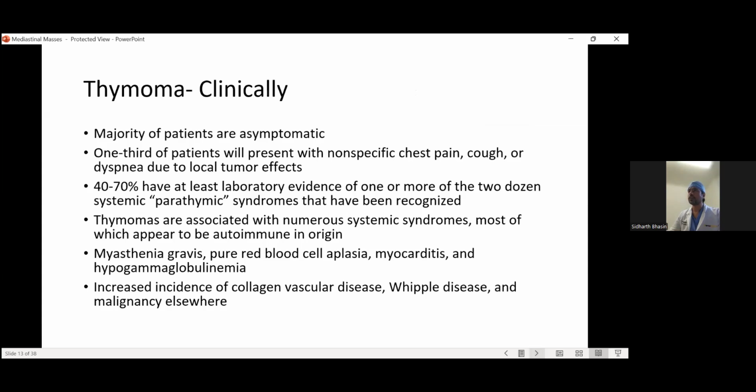Moving on, clinically, 1/3 of the patients will present with non-specific chest pain, cough, and dyspnea due to the local tumor effects that we have. 40 to 70% may have paraneoplastic syndromes that have been recognized. Thymomas are associated with numerous systemic syndromes, most of them autoimmune in nature. You can see myasthenia gravis, pure red blood cell aplasia, myocarditis, and hypogammaglobulinemia. There's also an increased incidence of collagen vascular disease, Whipple disease, and malignancy elsewhere.